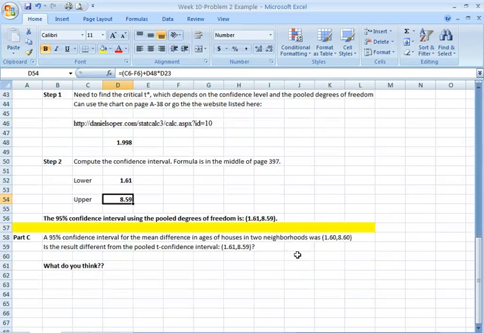But we're just about done. Part C asks: a 95% confidence interval for the mean difference in ages of houses in two neighborhoods was 1.60, 8.60. Is the result that we calculated different from the pooled T confidence interval? We came up with 1.61, 8.59 compared to their 1.60, 8.60. Well, I don't know about you, but I know what I think. So you tell me, what do you think? Okay, and there you have it. That's an example for problem 2 in MyStatsLab for week 10.